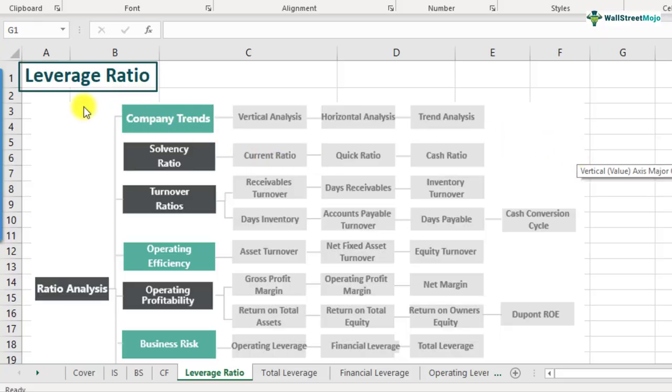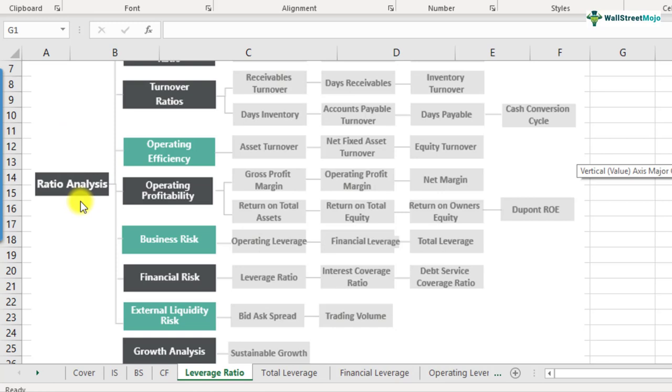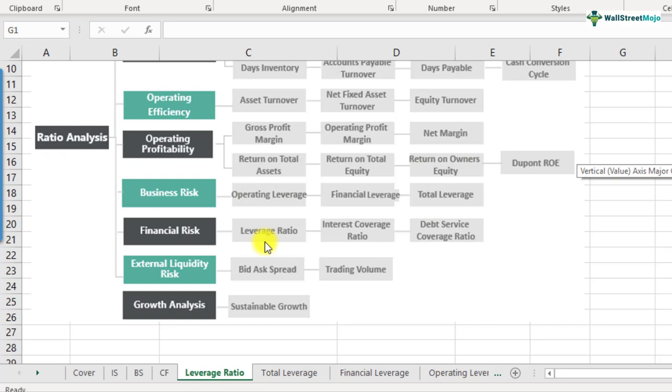What is leverage ratio? Leverage ratio is a part of the ratio analysis framework, and it comes under the financial risk category. When we look at the word leverage, you should always think of how the word is used in finance. Most commonly, the word leverage is used to represent the capital structure of the company. When we say the company is highly leveraged, we say that the company might have a higher proportion of debt as compared to equity. And when it is low leveraged, then we assume that the company has lower debt as compared to equity. So leverage ratio is nothing but the proportion of debt versus the proportion of equity.